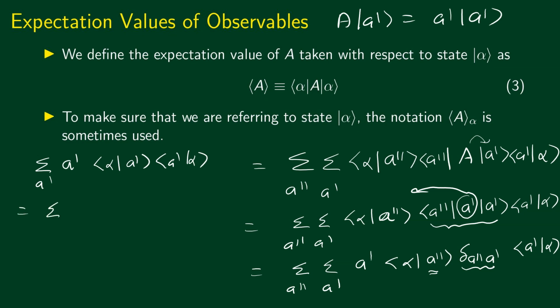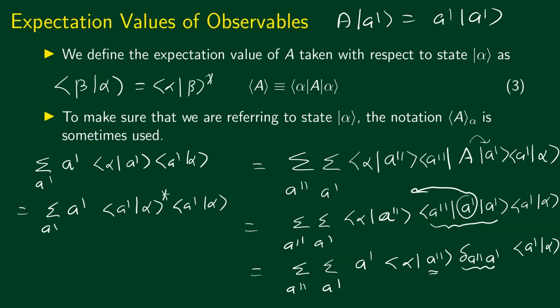Now I can write this as sum over A prime, bra A prime ket alpha star, bra A prime ket alpha, because we know this rule: bracket beta alpha is equal to bracket alpha beta star. I have just used that rule here. Now this becomes sum over A prime, a complex number multiplied by its complex conjugate, so it's modulus square of bracket A prime alpha. What was this? This we postulated is the probability for measuring the eigenvalue A prime.